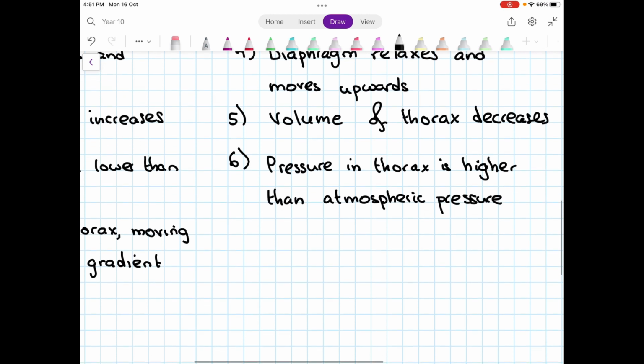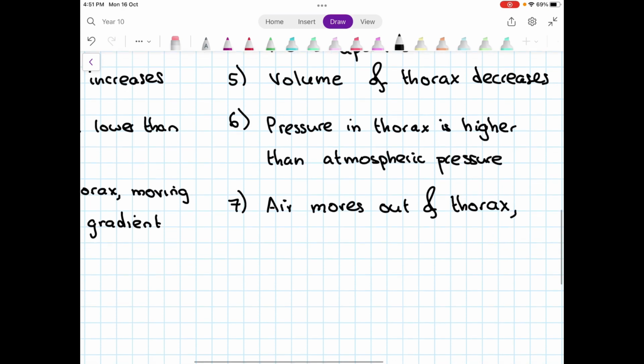So this time the pressure gradient does not cause air to move into the thorax, but causes air to move from the thorax outside. So air moves out of the thorax. And once again, it moves down the pressure gradient.